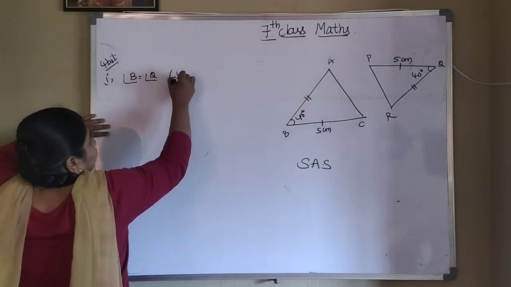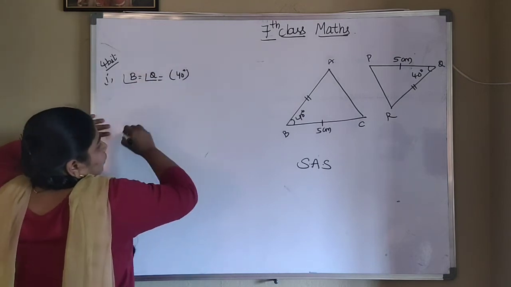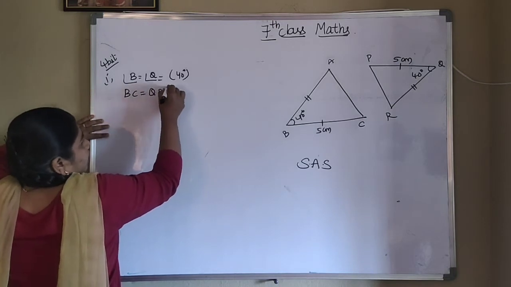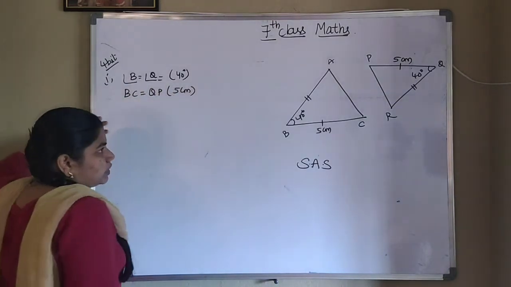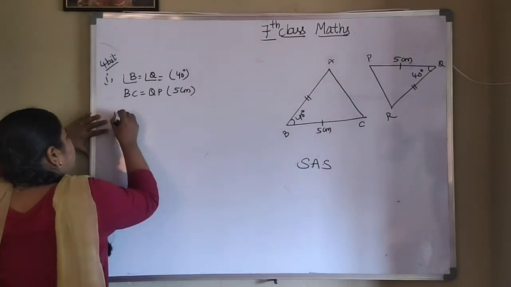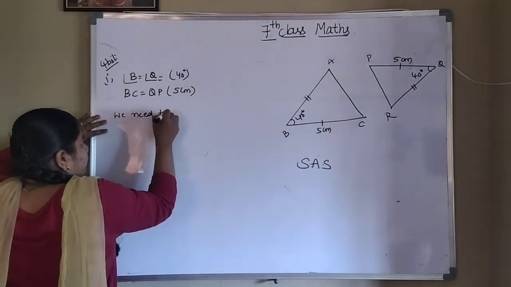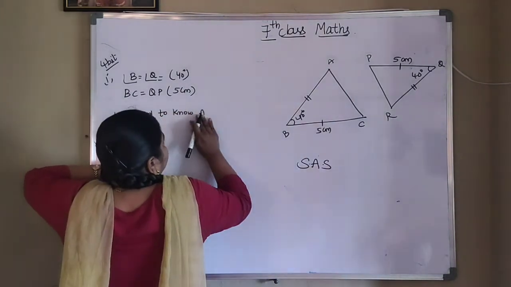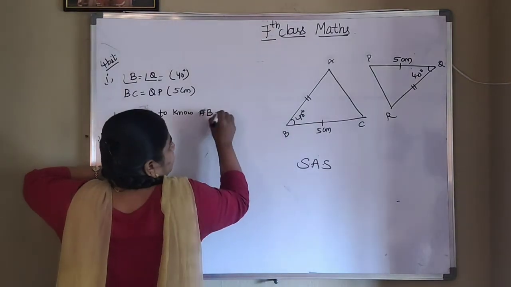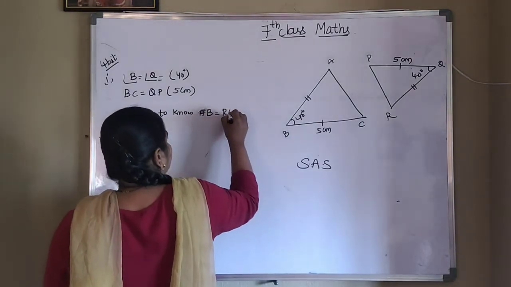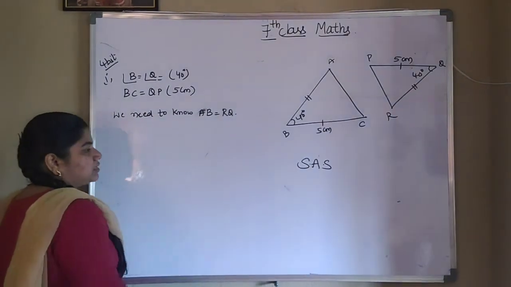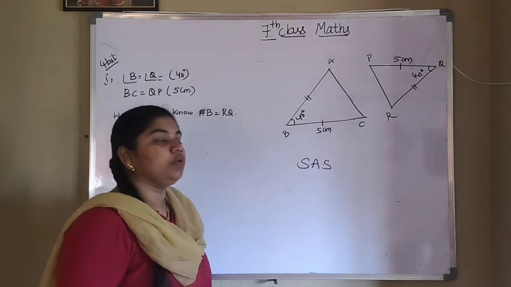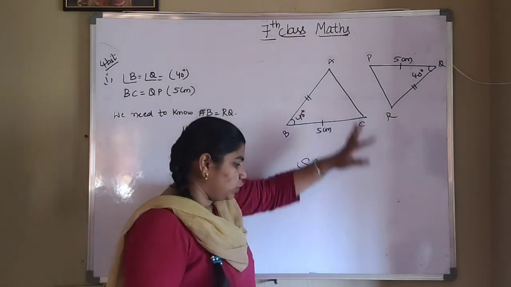What they have given first is that angle B is equal to angle Q. They are 40 degrees. And we know that BC is equal to QP. That is how much? 5 centimeters. And now we need to know which side: AB is equal to RQ. If you know the AB value and the RQ value, by using SAS congruency you can tell both the triangles are congruent to each other.